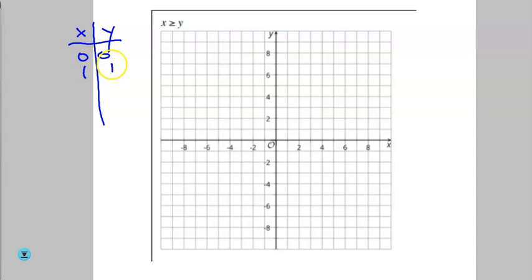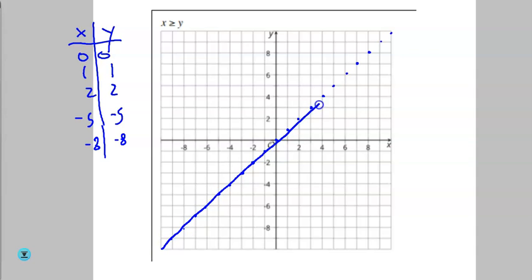0, 0, 1, 1, 2, 2, -5, -5, -8, -8. When does x equal y? It's the same as y equals x. So it's 0, 0, 1, 1, 2, 2, 3, 3. It's all these points where the x and the y are equal. And it's also -1, -1, -2, -2 going back the other way. So x equals y are all those points on that line.